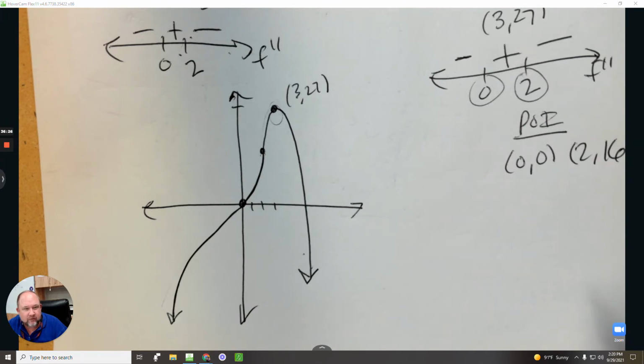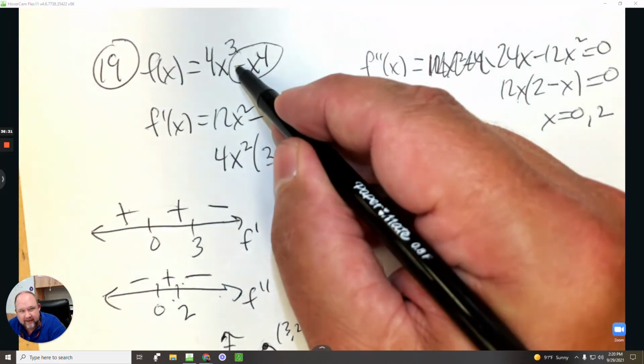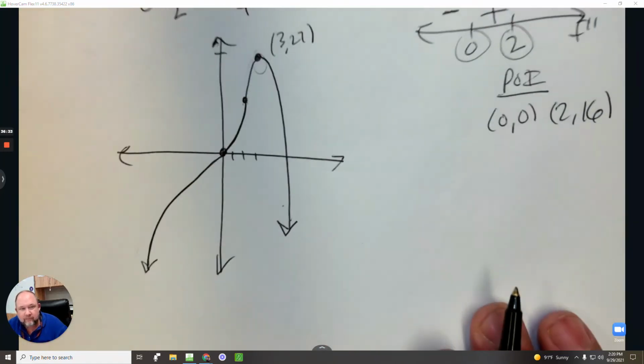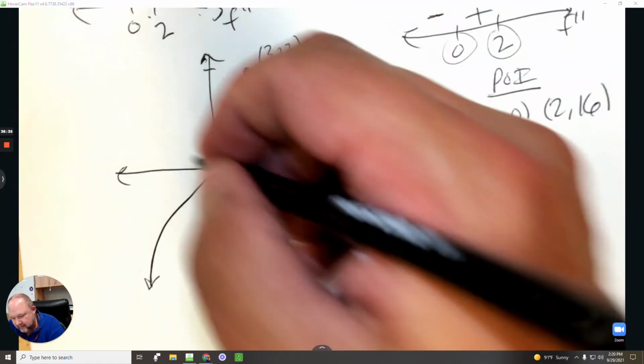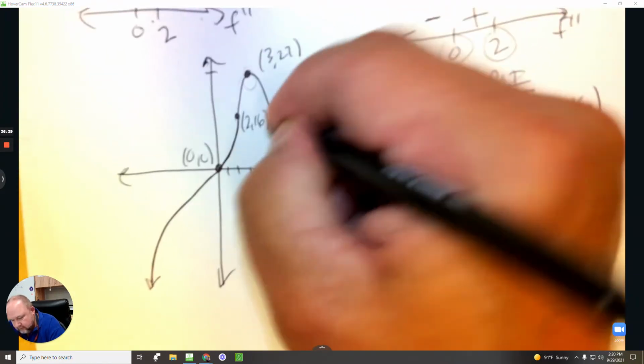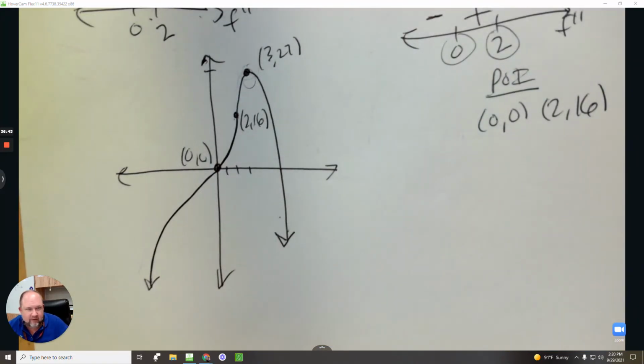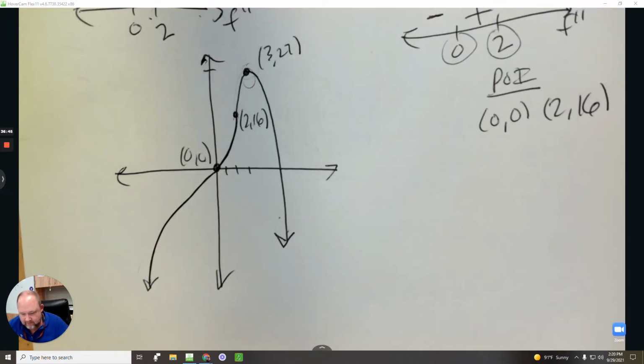I want you to notice that our power term for end behavior was negative x to the fourth. So both ends are going down. And you have the point of inflection. So the point of inflection and the maximum turning point, and you have the whole graph. Number 20.